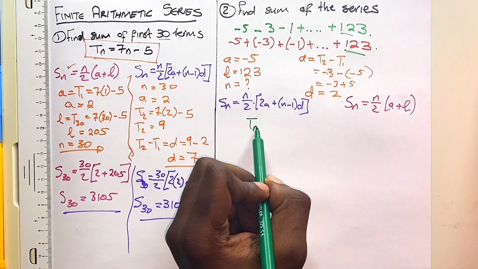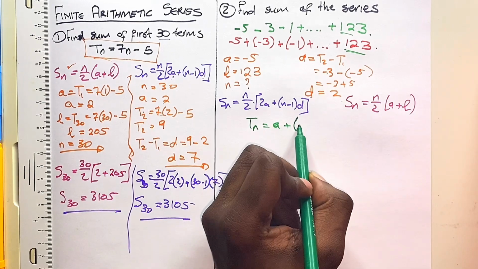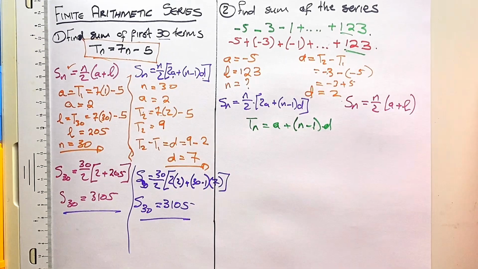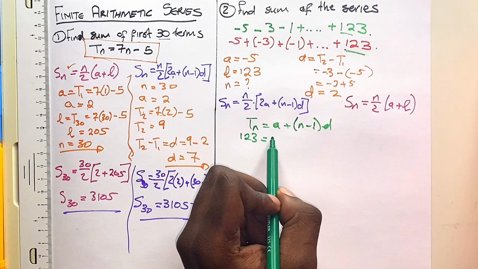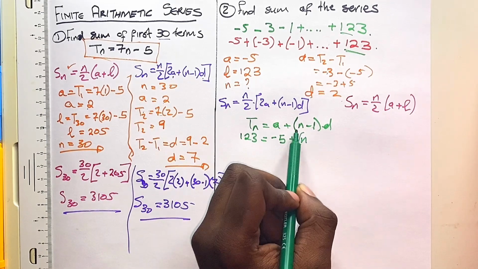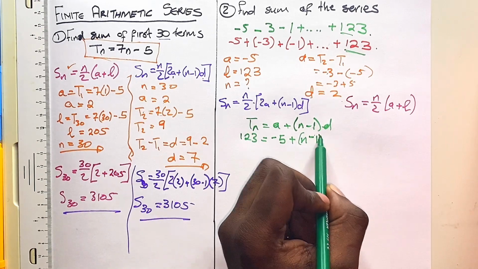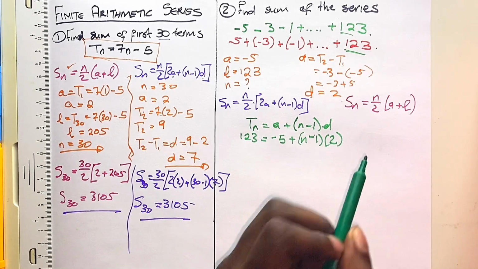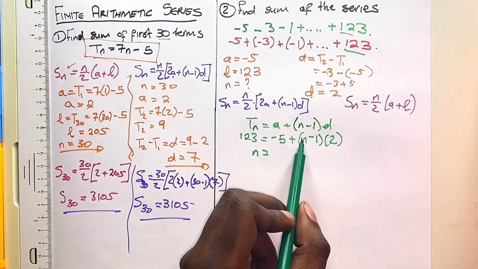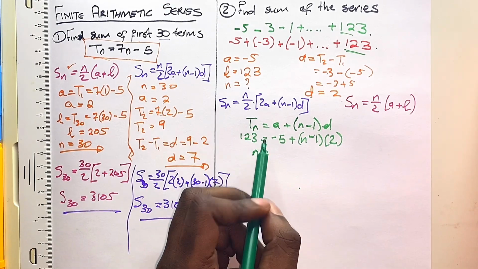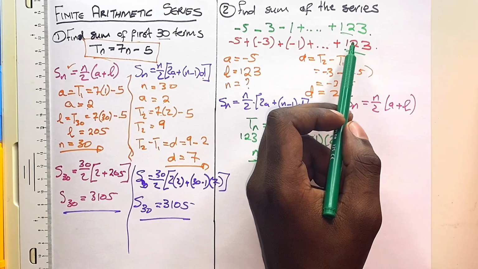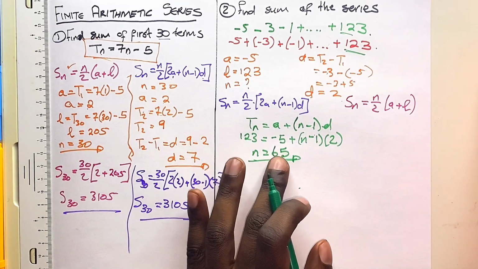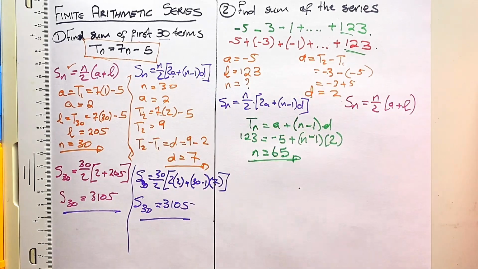So we can go to the general formula of the arithmetic sequence and say Tn is equal to a plus n minus 1 d, and say we know our nth term is 123. We know our first term is -5. We do not know the position of 123. That's what we are looking for, but we know the common difference. It is given by 2. Make n the subject of the formula here, and we find out that 123 is term number 65. Now, if the last term is term number 65, that means that our series has 65 terms. So we know our n now. We can finally find the sum of our series.